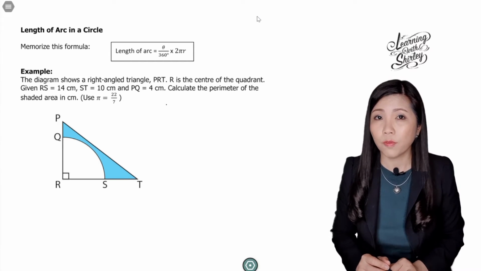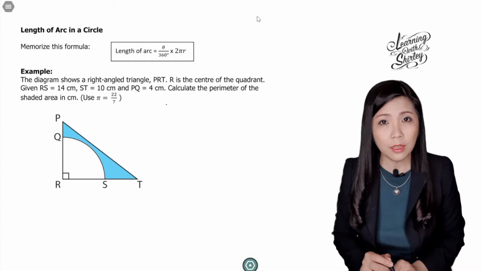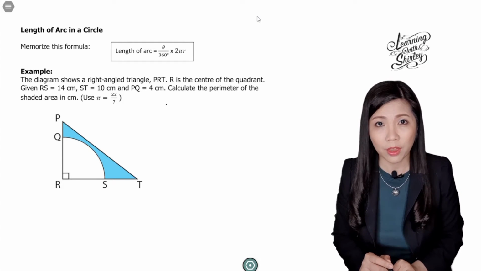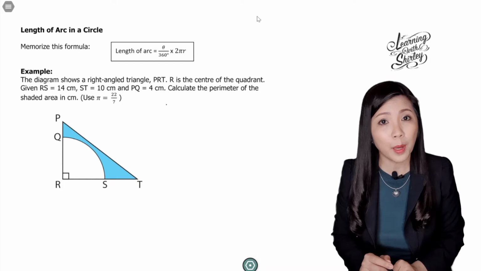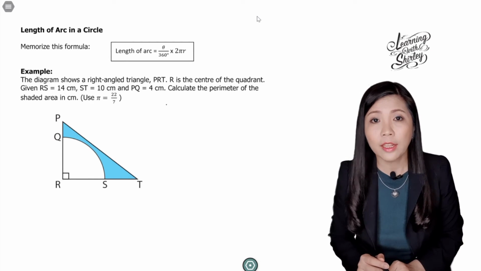To find the length of arc of a circle, we need to use this formula. So length of arc is equal to theta over 360 times 2 pi r. 2 pi r is actually the circumference of a circle that we learned just now. So let's look at this example.